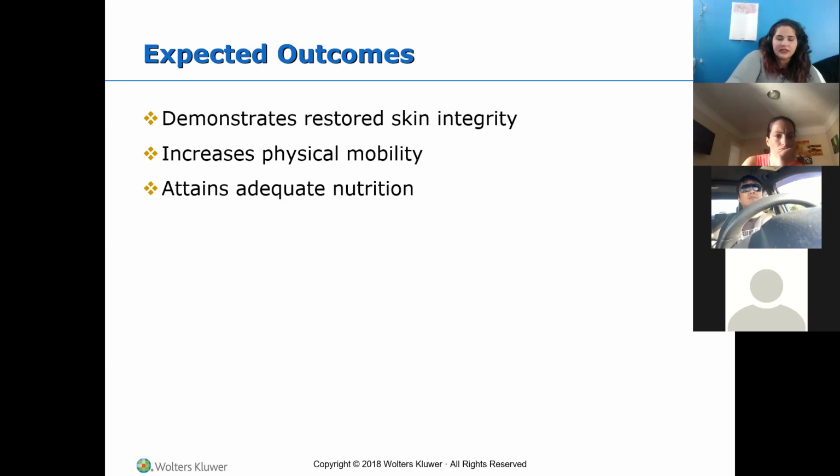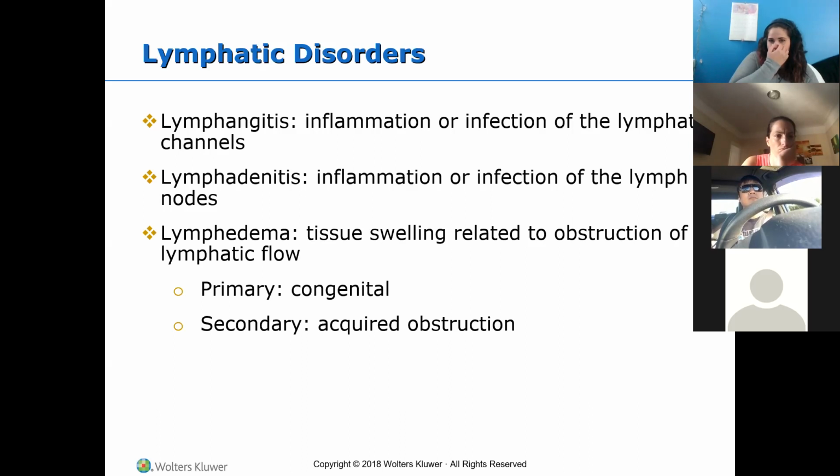And the last two things we're going to touch on for this chapter: lymphatic disorders. Lymphangitis is the inflammation or infection of the lymphatic channels. Lymphadenitis is the inflammation or infection of the lymph nodes. And then lymphedema is the tissue swelling related to obstruction of the lymphatic flow. Primary is congenital, secondary is acquired obstruction.